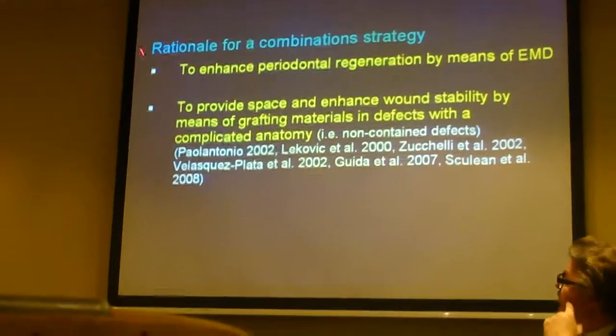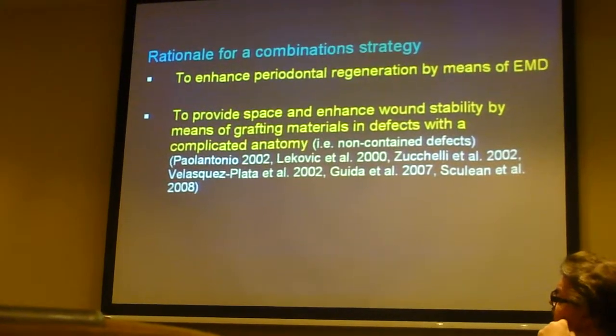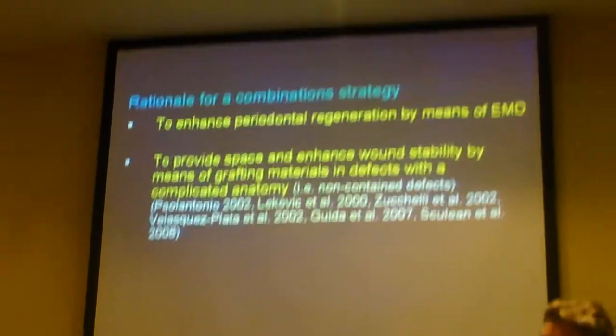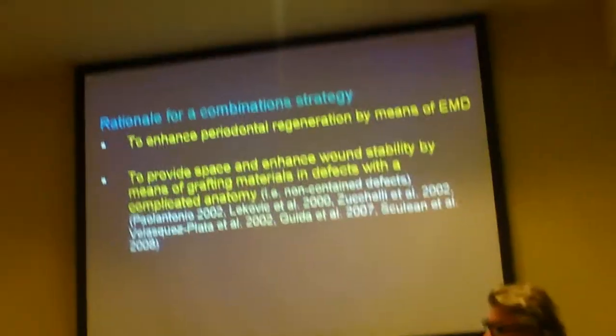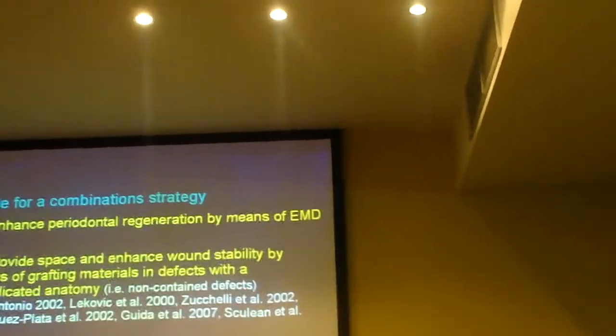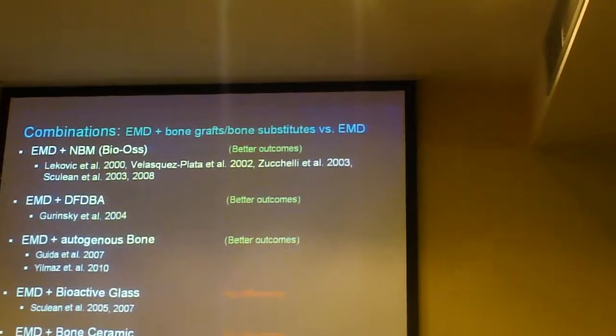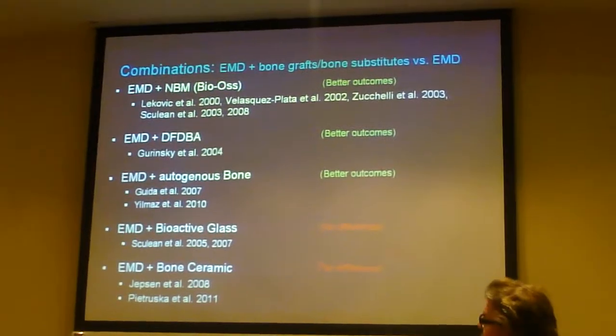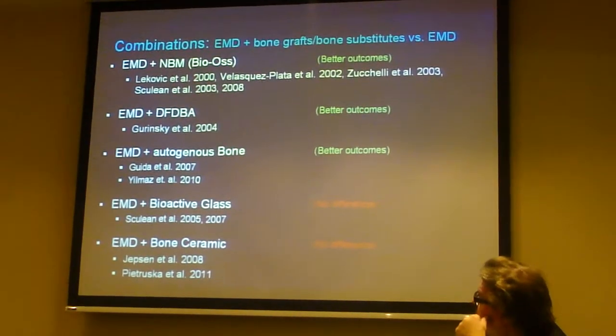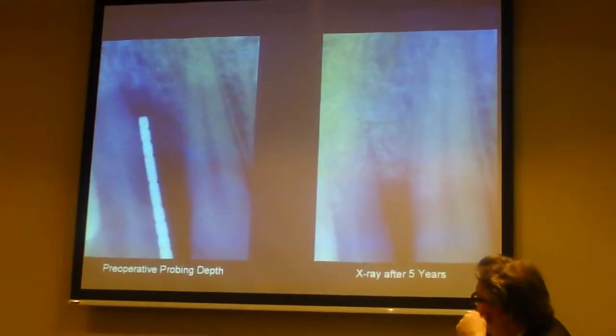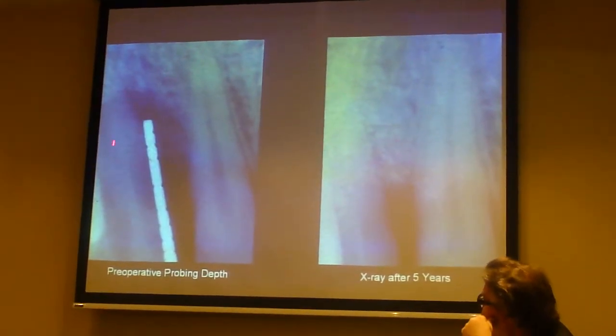So sometimes we combine it, as Dr. Cochran pointed out. In order to stabilize the blood clot and to gain even more bone support, we use different kinds of grafting materials. And we have a lot of literature supporting this. I don't want to go into details. But look at this case.